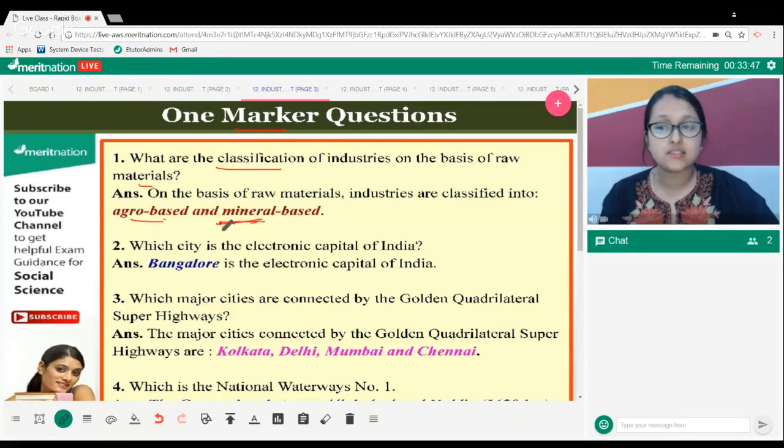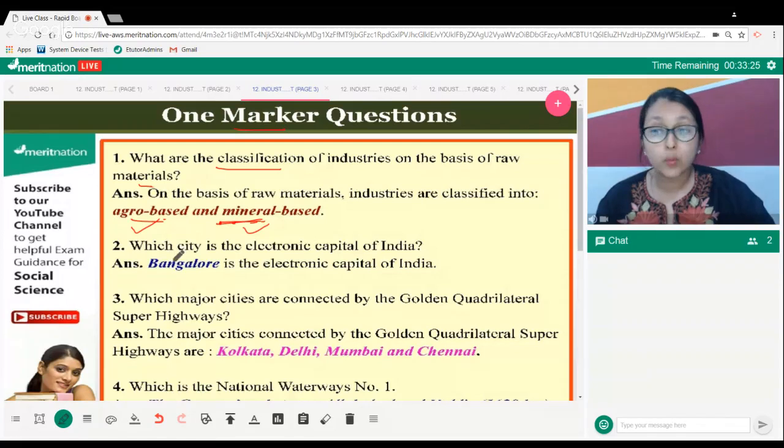If your input is agro based or mineral based, fine. Then we are saying that on the basis of raw materials, it will be classified into agro based and mineral based. Why transport is called lifelines of national economy, Swayam? I've already told you this portion. You can just see the recording again and then refer to that.